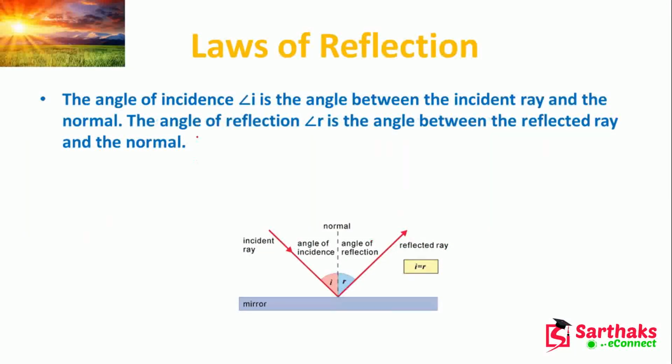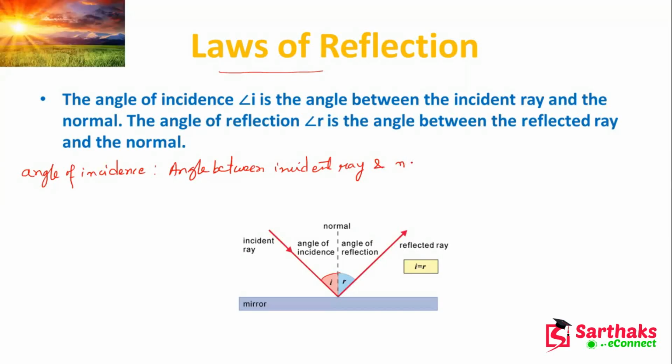So let's move on to the laws of reflection. The angle of incidence i. First I am telling you the angle of incidence. This is the angle between the incident ray and the normal, and it is called the incident angle.